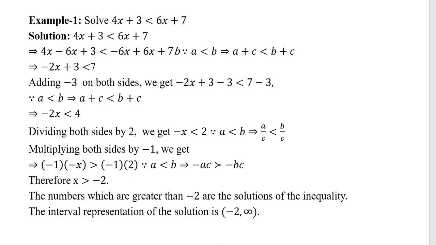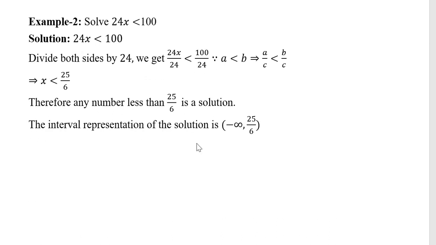One more example to solve the inequalities is 24x is less than 100. Now we find all the values of x which will satisfy this inequality. Dividing this inequality by 24, we get 24x by 24 is less than 100 by 24.